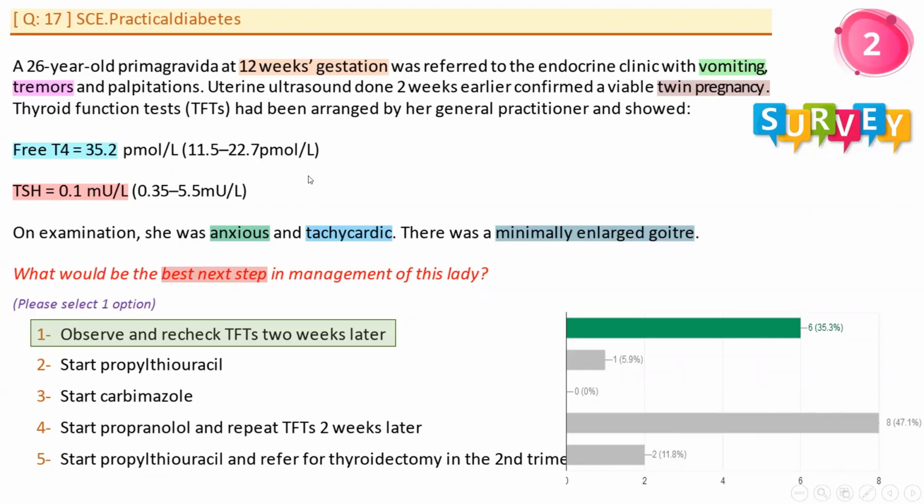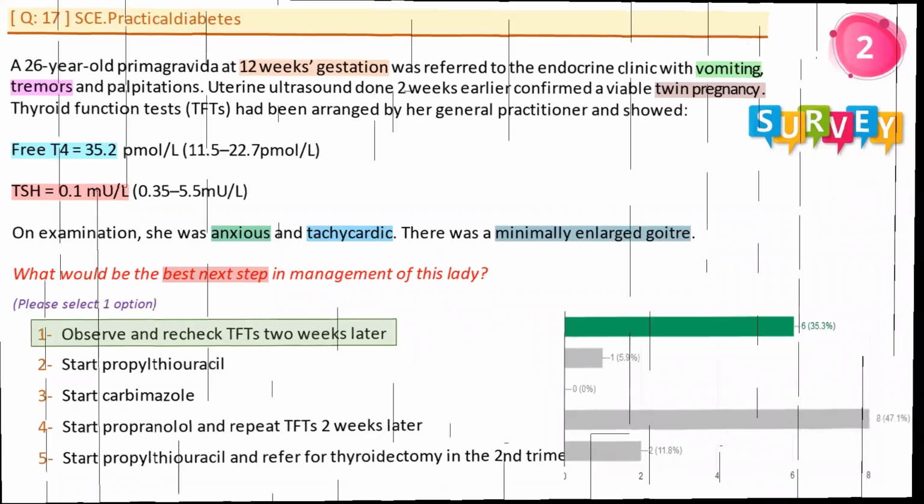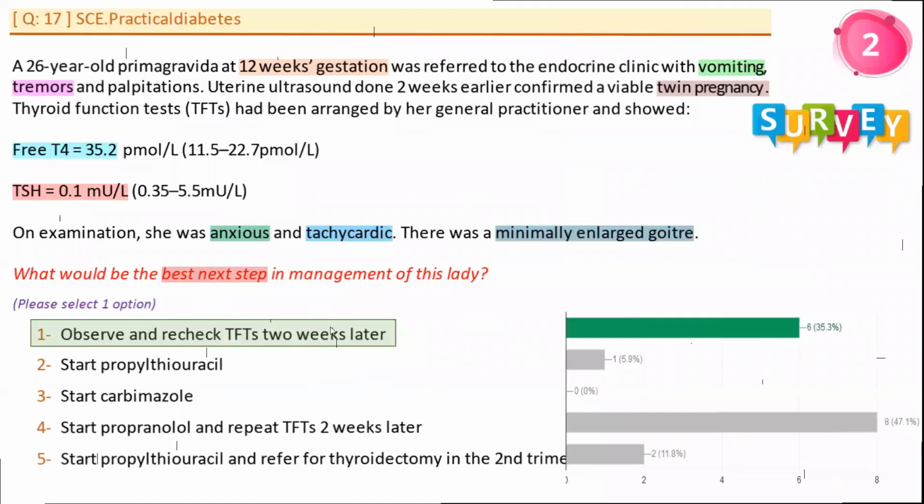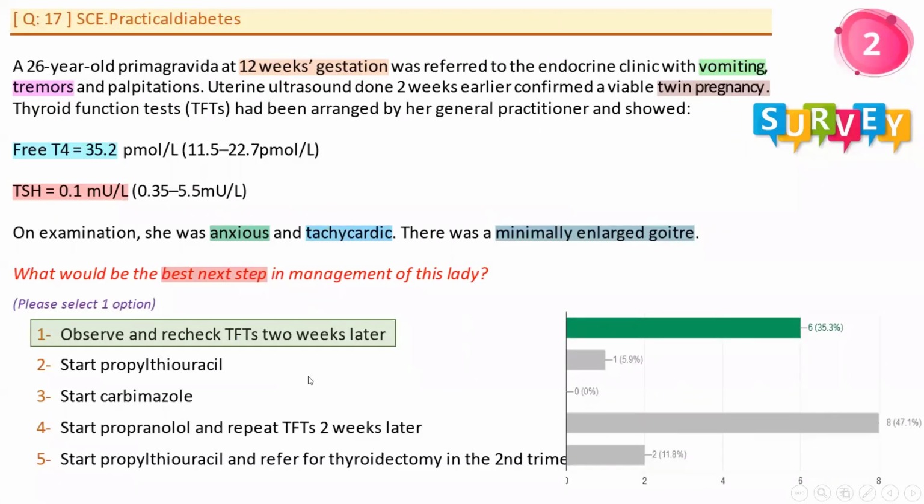This patient has hyperemesis gravidarum, gestational hyperthyroidism. What I want to highlight in this example is that FT4 is elevated more than TSH. And I will present this in a few slides. Actually, Dr. Radwa chose number C, which is start carbimazole. No. Carbimazole and propylthiouracil are not indicated, even if FT4 is elevated.